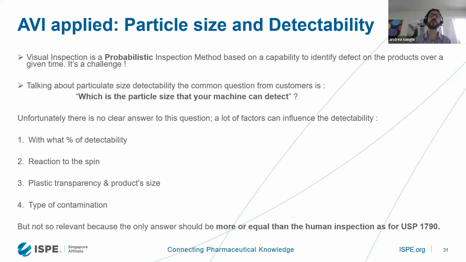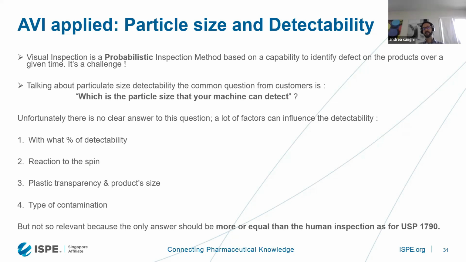A lot of different questions can arise, exactly because of what I said before. For example, what is the minimum particle a method, a machine, a device can detect? It depends on a lot of factors. It depends, for example, on the viscosity of the product, because maybe spinning the product, the particle can move or can be stuck, on the weight of the particle, on the color, because it's easier or more difficult to be seen.